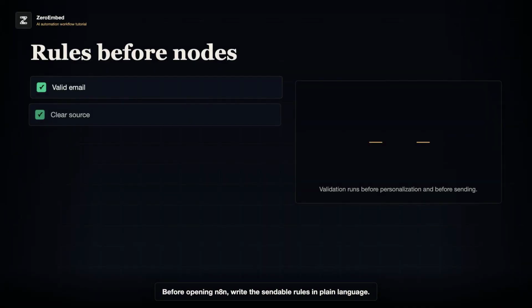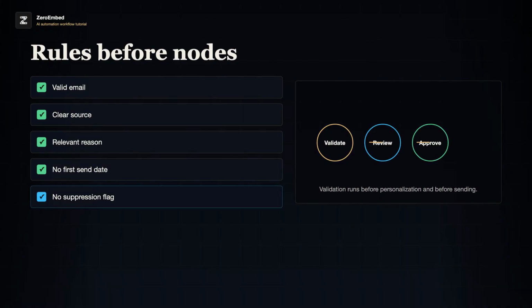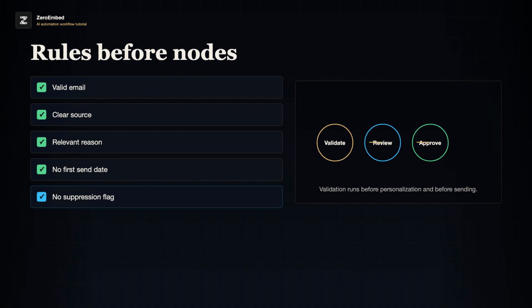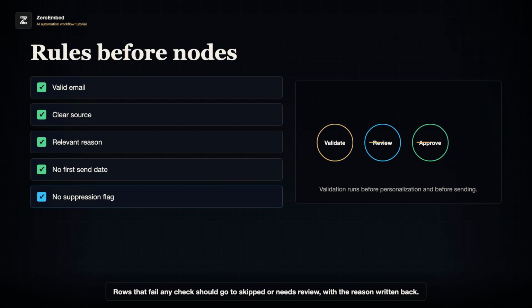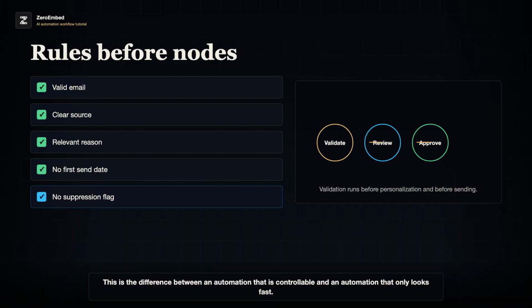Before opening n8n, write the sendable rules in plain language. A row is sendable only if it has a valid email, clear source, relevant reason, no previous first send date, and no suppression flag. Rows that fail any check should go to skipped or needs review with the reason written back. This is the difference between an automation that is controllable and an automation that only looks fast.